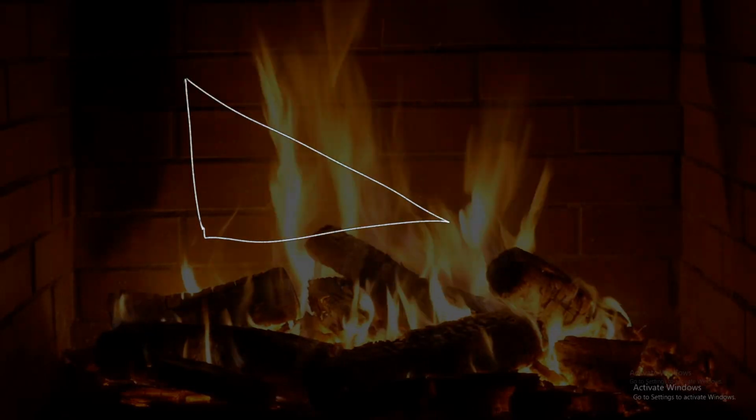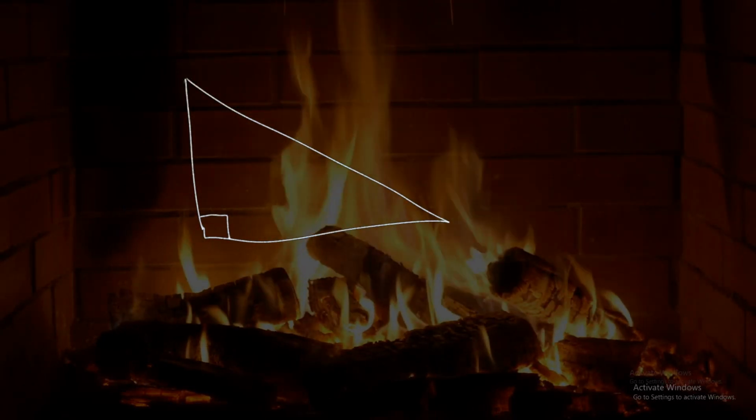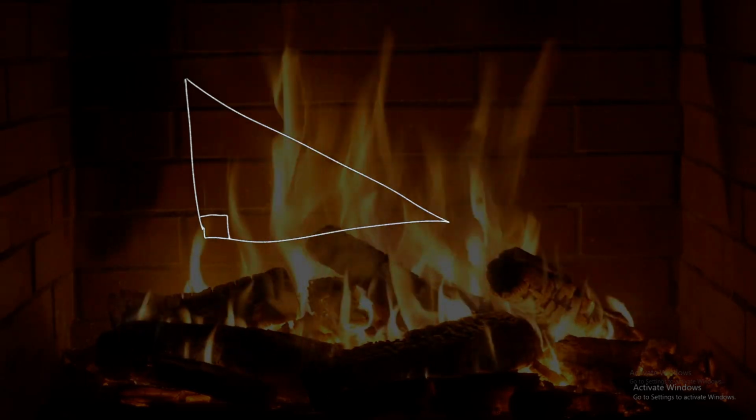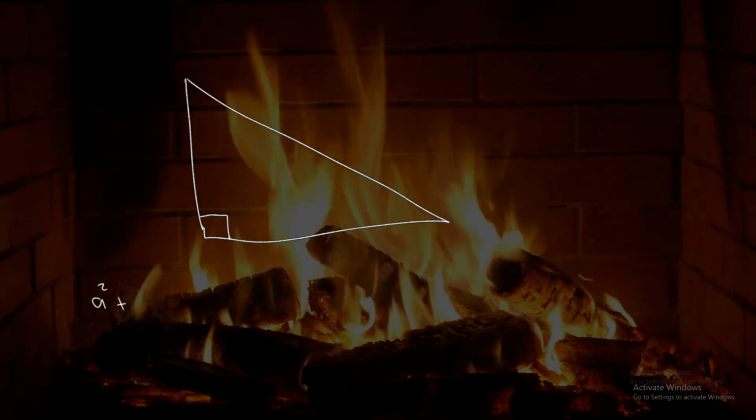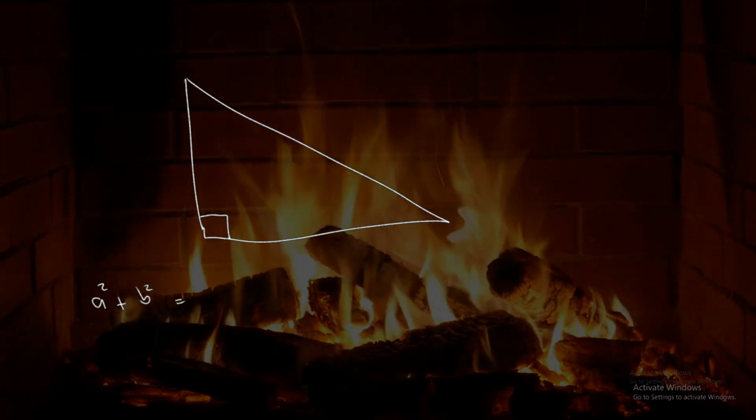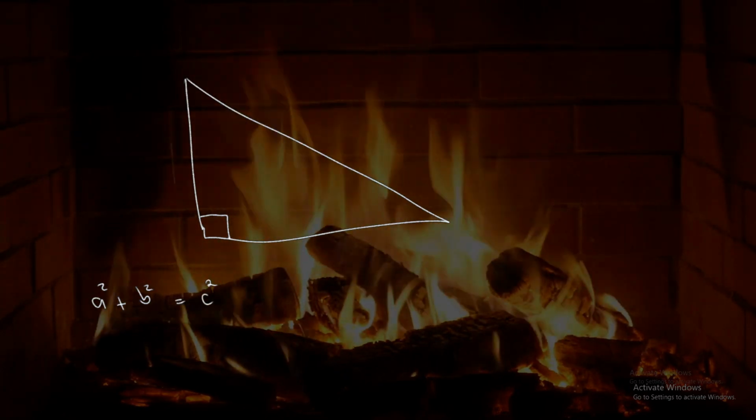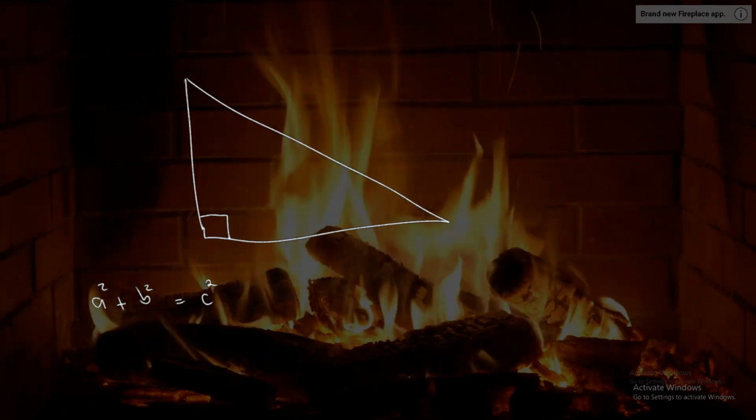Alright, let's sit around the campfire and do some Pythagorean theorem. First things first, the Pythagorean theorem states that a squared plus b squared is equal to c squared. The Pythagorean theorem is actually extremely easy.